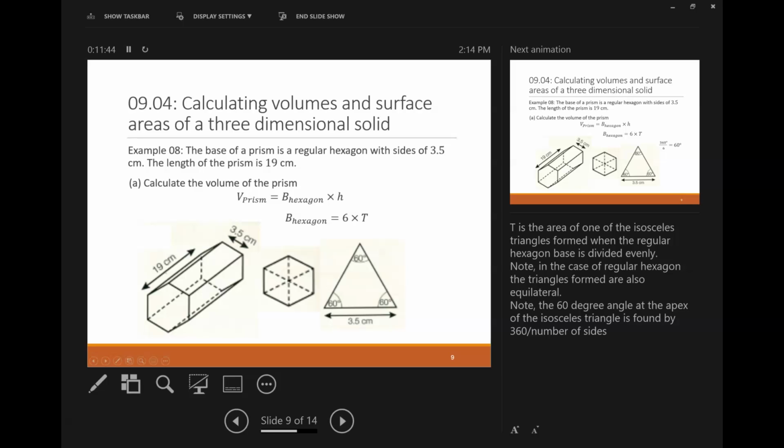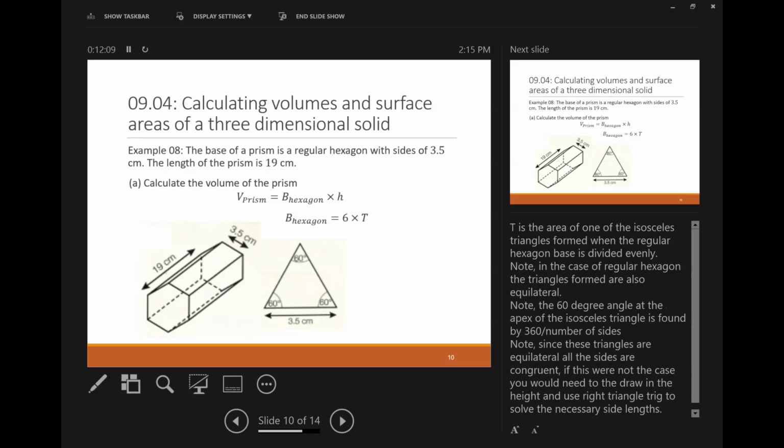How am I going to calculate the area of this then? I'm not going to use 1/2 base times height. We have another area formula for a triangle. We talked about it earlier this semester. 1/2 AB times sine C. That's what I'm going to use here.